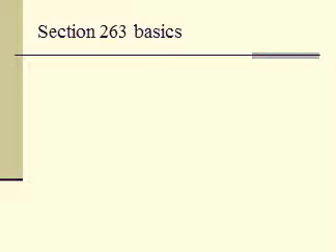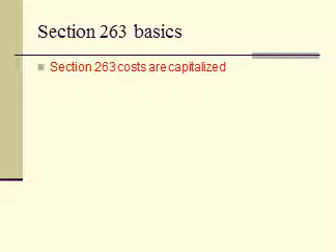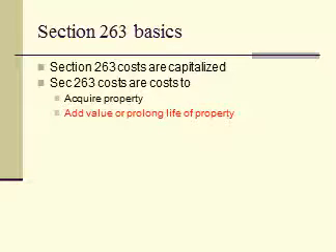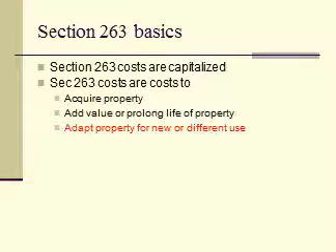Now let's switch our focus to Section 263 costs. The Code requires a taxpayer to capitalize Section 263 costs. In general, Section 263 costs are amounts paid or incurred to acquire property, add to the value or substantially prolong the useful life of property, or to adapt property to a new and different use.